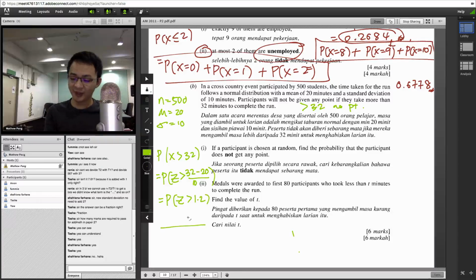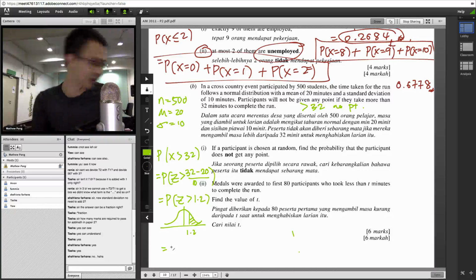And then bigger than 1.2 is very easy. You just imagine this is 1.2. You want to find the area bigger than 1.2, just use the table. Yeah, you just use the table. Let me take the table.